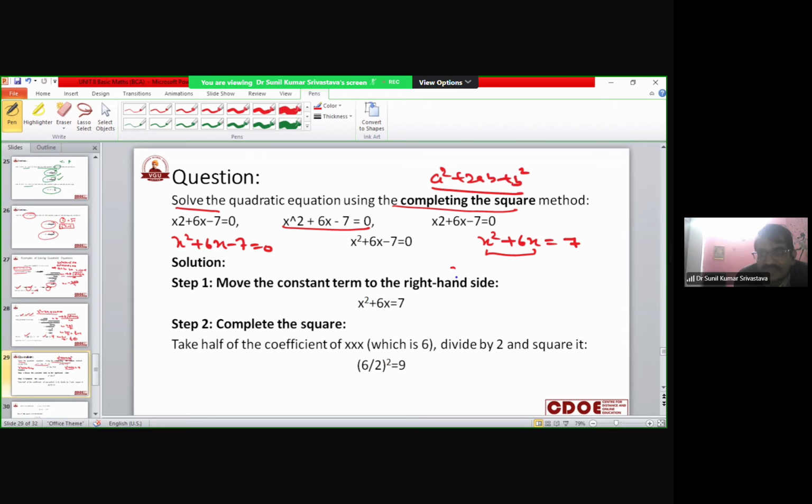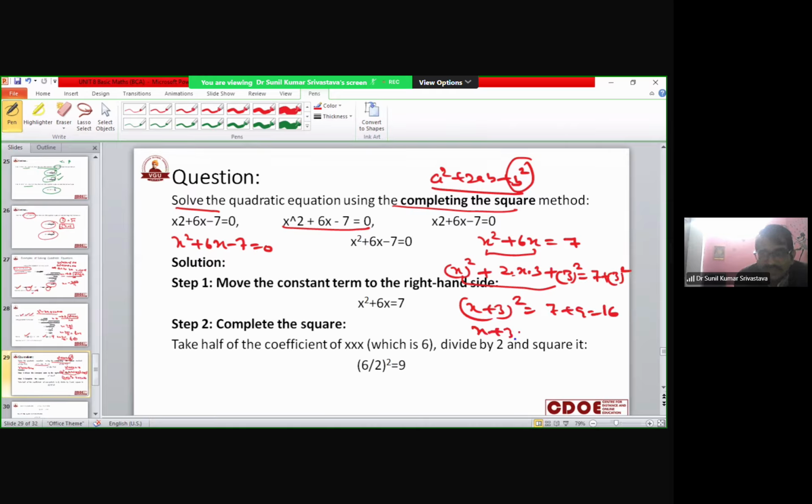So x square is given. Plus 6x can be written in the form of 2 into x into 3, that is 2ab. So we need a b square, and b square must be 3 square. So we also have to add 3 square on the right hand side. So the left hand side becomes x plus 3 whole square, and the right hand side is 7 plus 9, that is equal to 16.